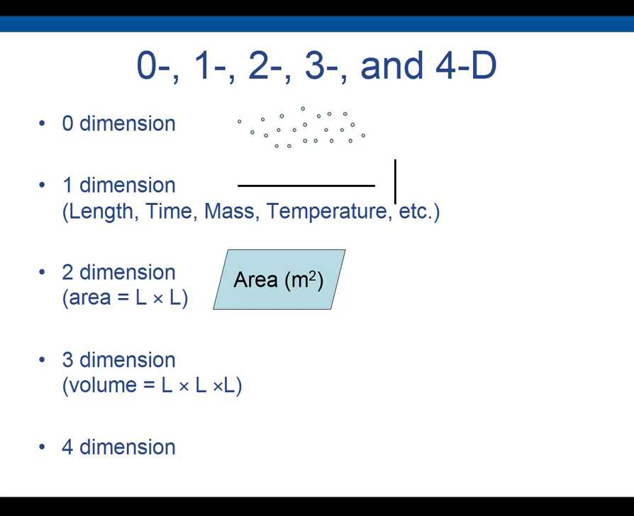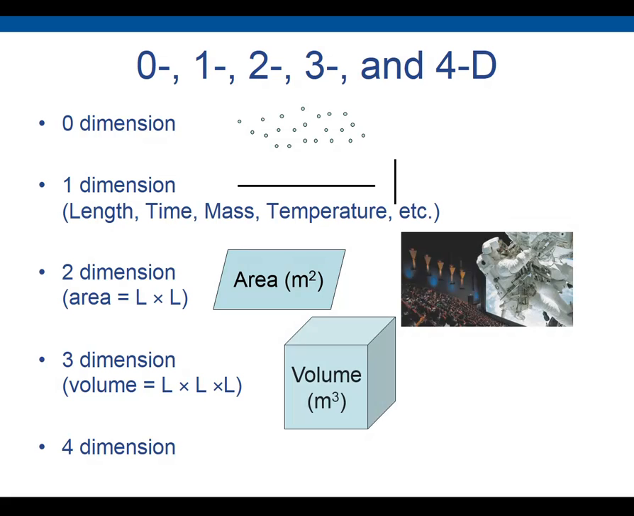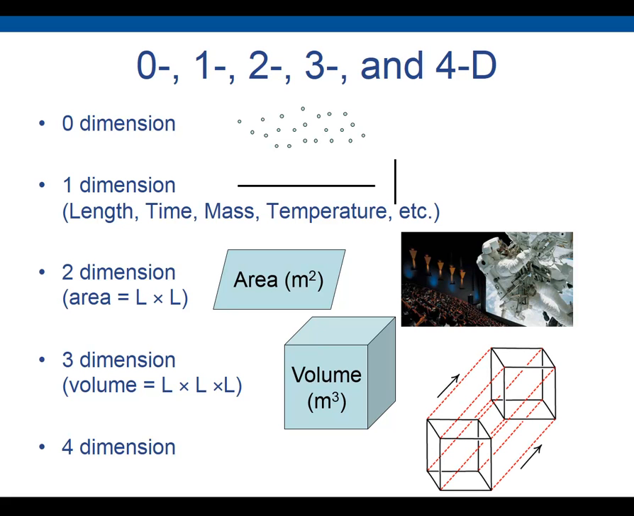How about 3 dimension? 3 dimension is volume, right? Width times length times height. So there are L cubed. Okay, 4 dimension. Oh, it's really harder to define the 4 dimension. But let's say we have 3D, which means volume, and then there is time or some other dimensions involved. Then we call it 4 dimensions.